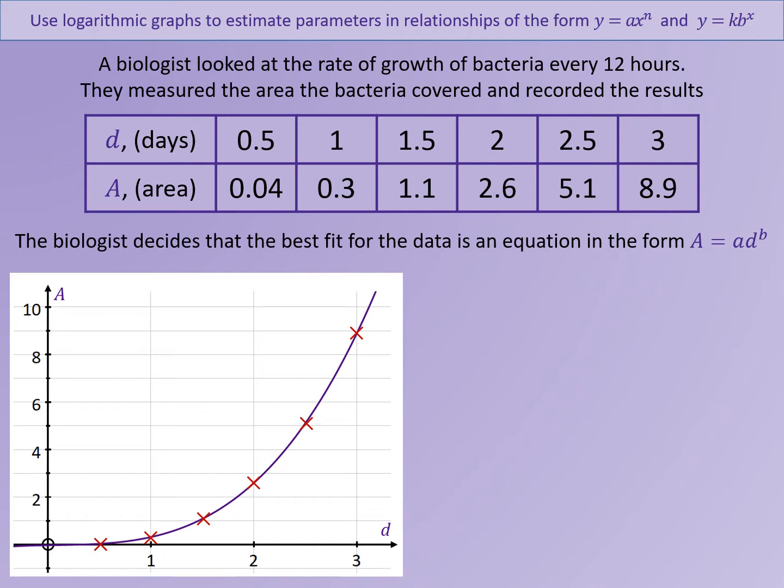So let us presume that the biologist decides that the best fit for the data that we've been given is this form here, A equals a times D to the power of b. So A and D are your variables, and small a and small b are your constants. So they're the values that we're trying to find for our data set, and then we will know what the equation is of this data that we have represented by the curve.